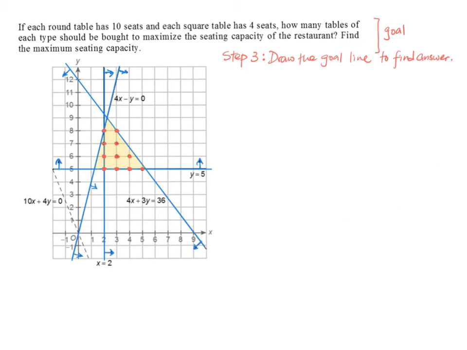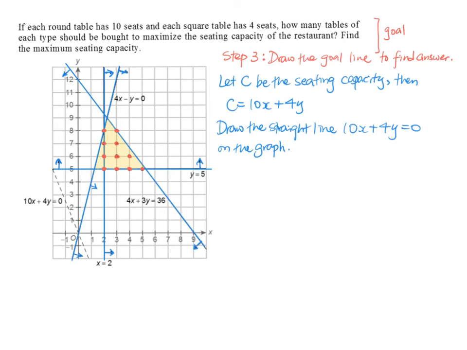Finally, we can look at our objective, to find the maximum seating capacity. If each round table has 10 seats and each square has 4 seats, how many seats do we have? We let C be the seating capacity, and C equals 10x plus 4y. So draw the straight line of this on a graph. If you still remember, you keep the x and y terms and set everything else to 0, and graph that for our objective. That would be this yellow line here.